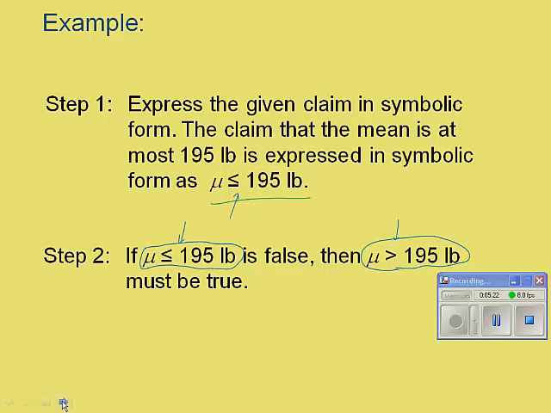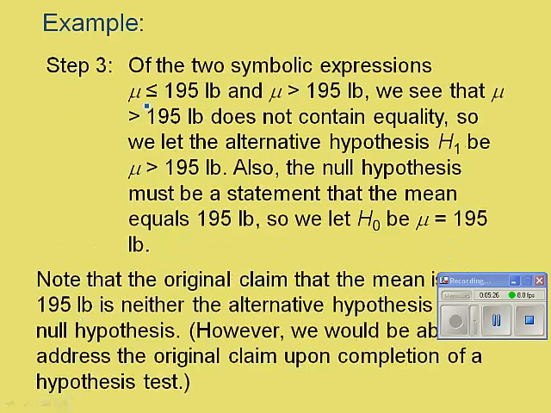Well, let's see what we do here. Now, of the two, we see that mu greater than 195 doesn't have inequality. So you're right. We're going to make this guy H1, and we're going to make this guy H0. And we can test this claim. Mu is less than or equal to 195.